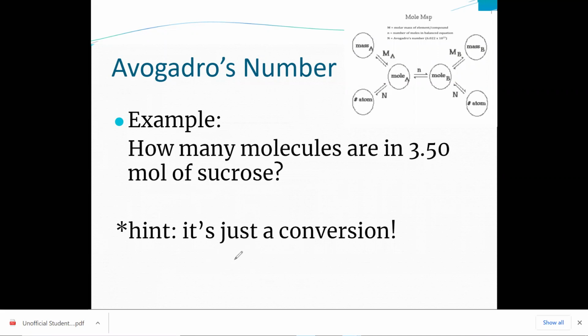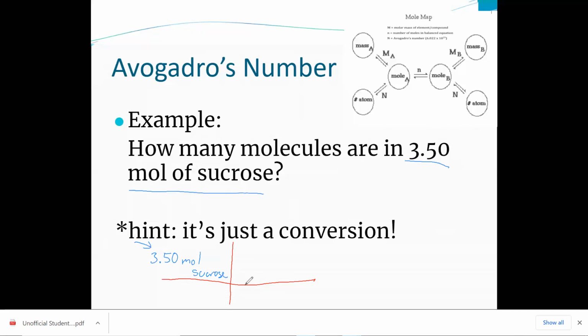So the very first step in figuring out how many molecules are in 3.5 moles of sucrose is to draw a nice T-chart out. Then, if you recall from when we did conversions way back when, the first thing that you have to do is take your given number and write it in the upper left-hand corner. So luckily in this problem, I only give one number, 3.5 moles of sucrose. So your job is to write 3.50 moles of sucrose.